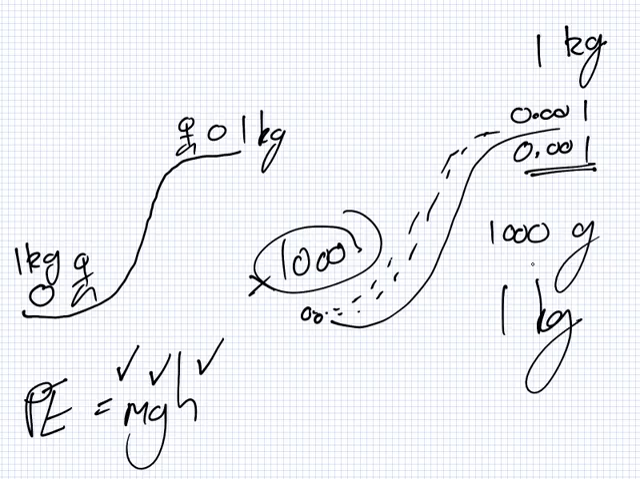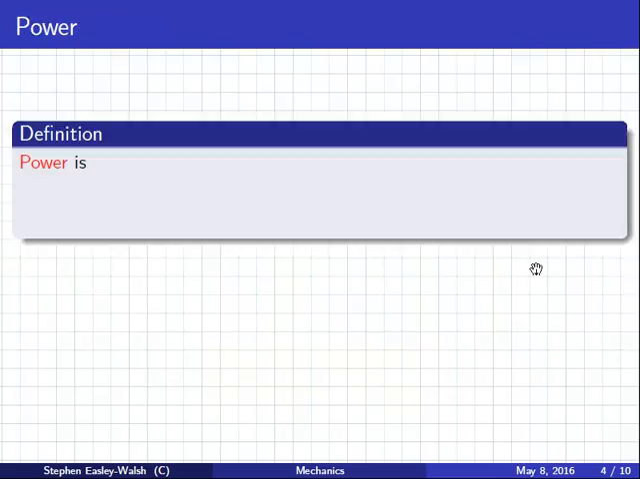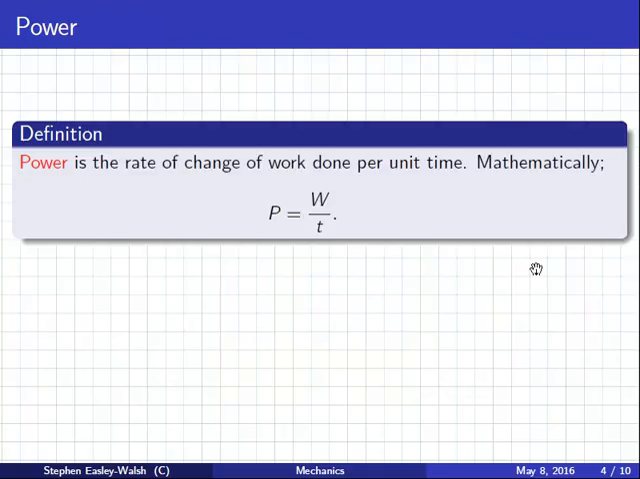So although it's the same work, something about the ants seems wrong. And that's because it's important to know how quickly something is done. And this gives us the idea of power. So if you do some work quickly, that's a lot of power. And if you do some work slowly, that's a little power. So power is the work done per time. As a formula, power is the work divided by the time. This is the power. So write this down.